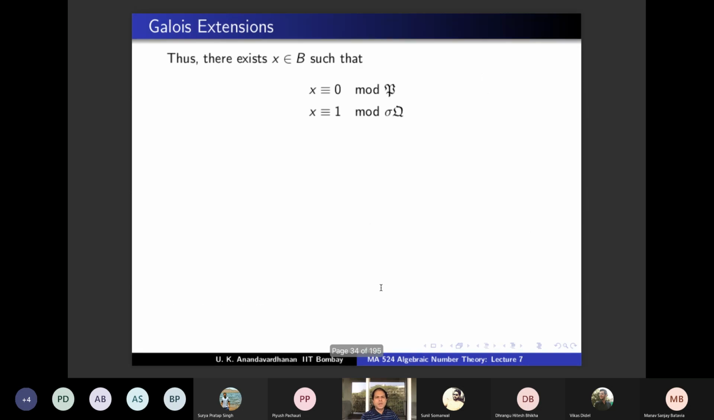This I can do. So I'm going to apply the Chinese remainder theorem for these two with x1 as 0 and x2 as 1. So there is an x in B such that it is congruent to 0 mod P and 1 mod sigma Q, and we can do this for each sigma in G. Because for each sigma we know that P and the corresponding sigma Q are co-maximal, so you can do this.